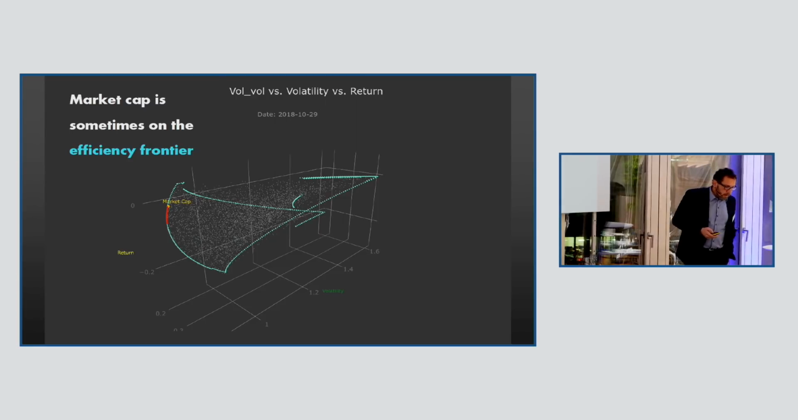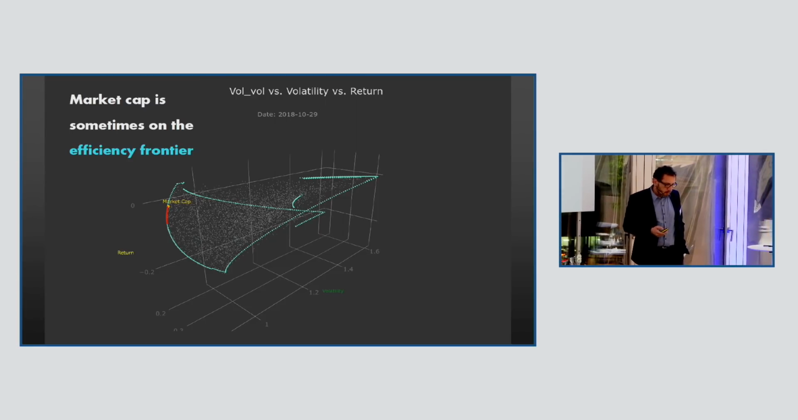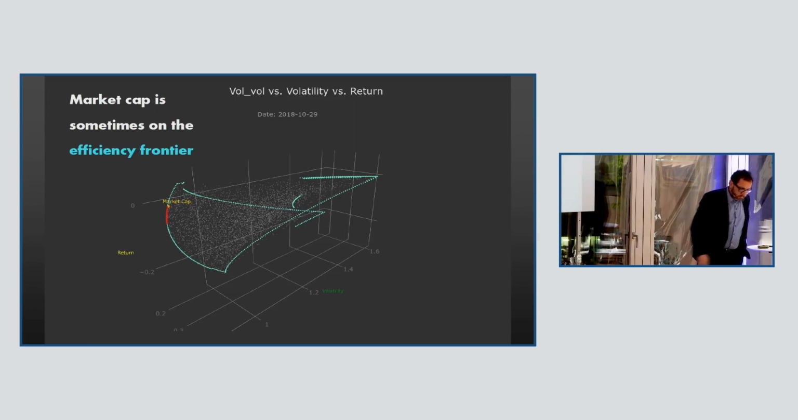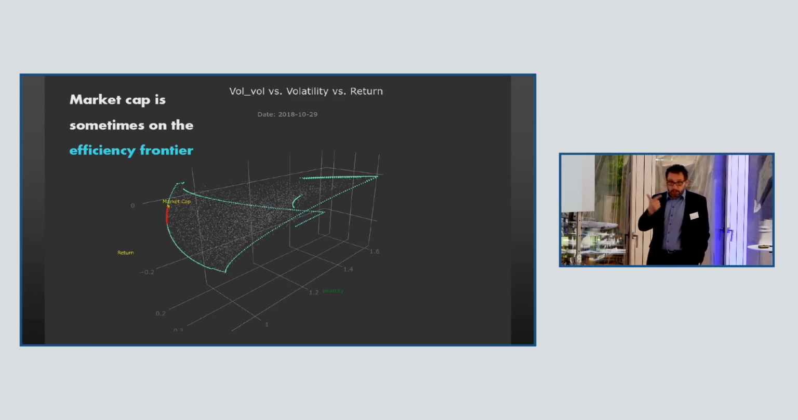Now, what we work with quite a bit to set up the whole thing is such three-dimensional spaces where you see return, volatility, and what I call volatility of volatility. We look at where market capitalization is located in this space, and that's the world in which we operate with our machine learning algorithm.